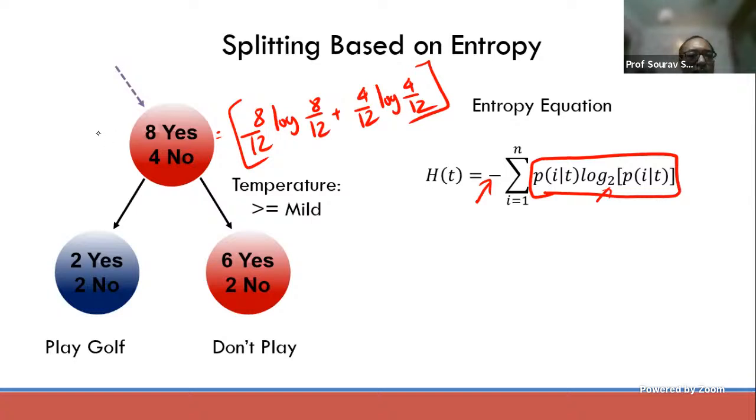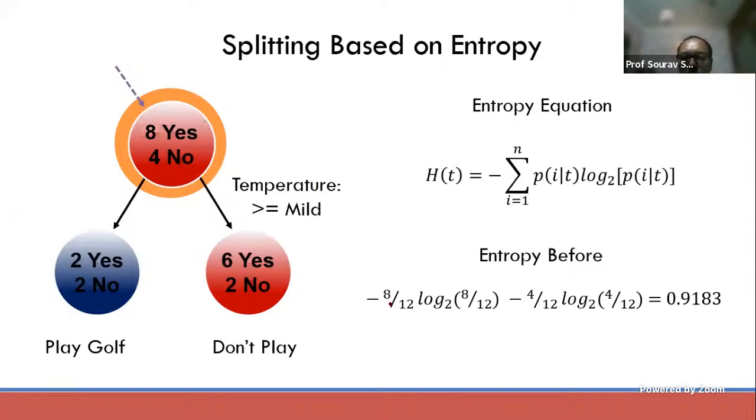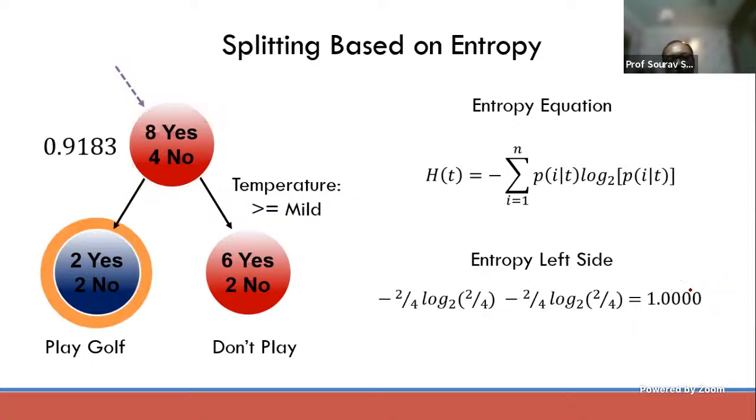Okay, so this is the entropy at the root node. It comes out as 0.9183. So 8 by 12 log of 8 by 12 and 4 by 12 log of 4 by 12, 0.9183. That's at the root node. Let's see the left hand side. Here I had 2 yes, 2 no, equally split between the two. So here 2 by 4 log 2 by 4 and 2 by 4 log 2 by 4 again. Maximum impurity, right? Records are equally split between the two different classes, maximum impurity.